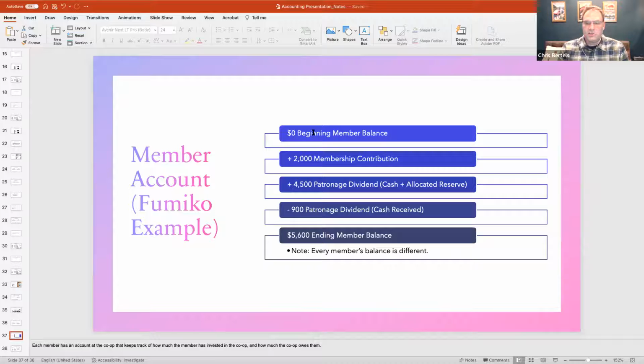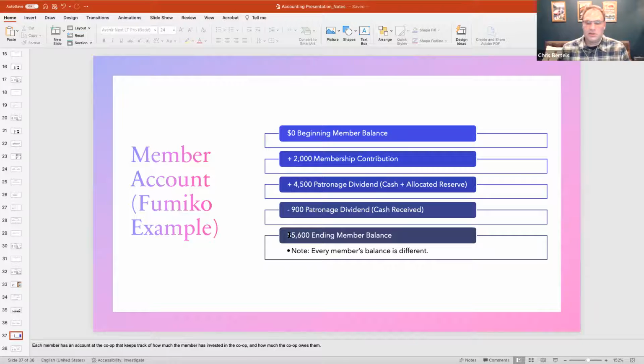So just really quickly, Fumiko had a $0 beginning member balance because there was no co-op. She paid in $2,000 for the membership contribution. Her portion of the patronage dividend was $4,500, but she received $900 of that in cash. So if you add up all those things, the amount that the co-op owes Fumiko is $5,600. So if she leaves, in an ideal situation, she's going to get $5,600.